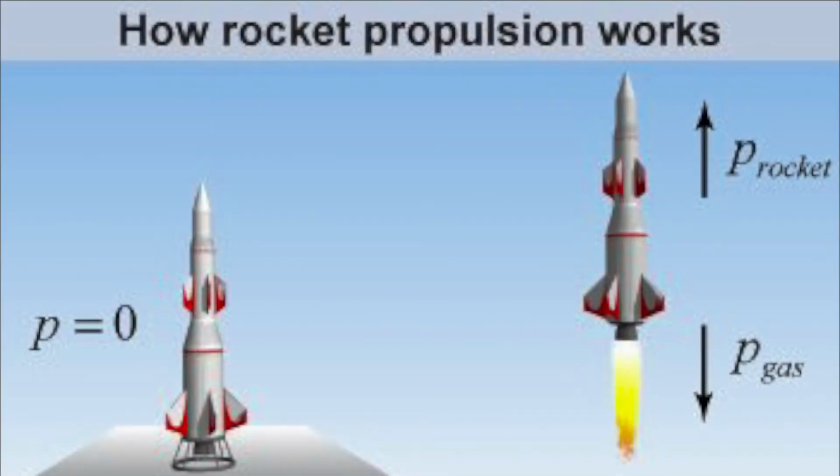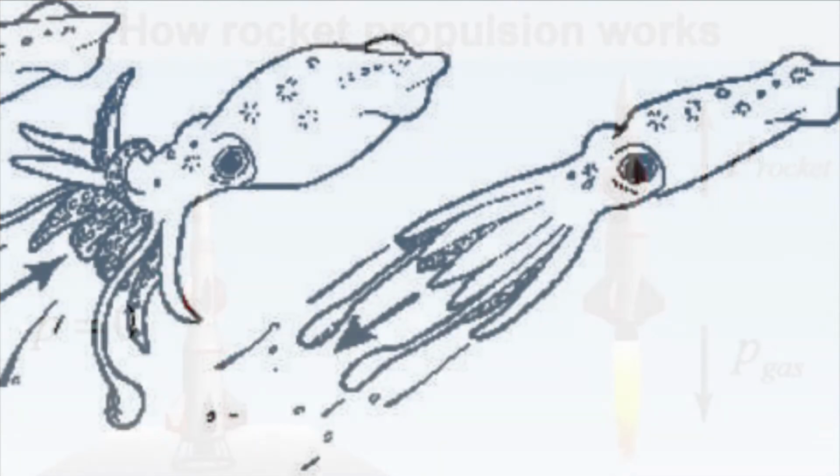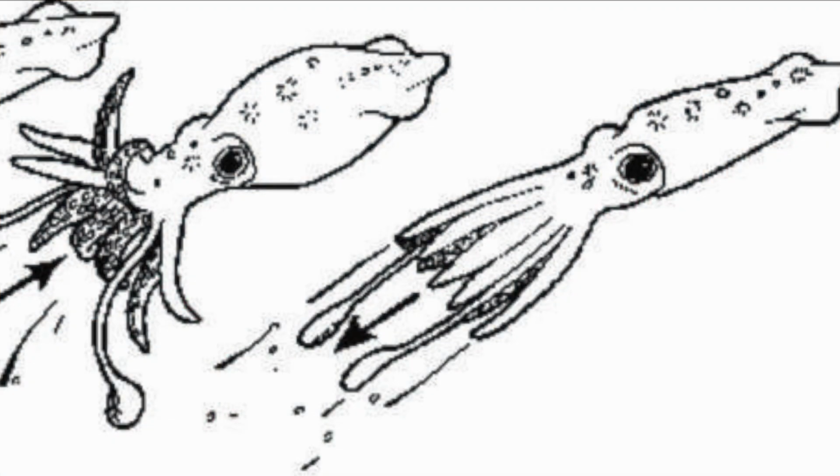Rocket propulsion is an excellent example of the conservation of momentum. As exhaust gases go in one direction, the rocket goes in the other direction, so that the total momentum of the system remains constant. A biology example of conservation of momentum is observed in squids. Squids draw in water, then expel the water to propel forward.